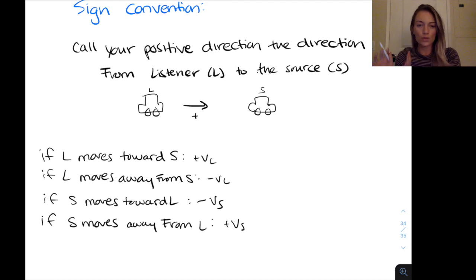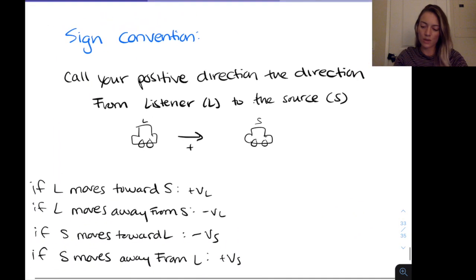So basically, all you're doing here is choosing your positive direction to be from the listener to the source, and then everything else is the same as it normally would be when deciding the sign of a velocity. If you're going in the positive direction, it's positive. If you're going in the negative direction, it's negative. So really all you have to remember here is that from listener to source is your positive direction.